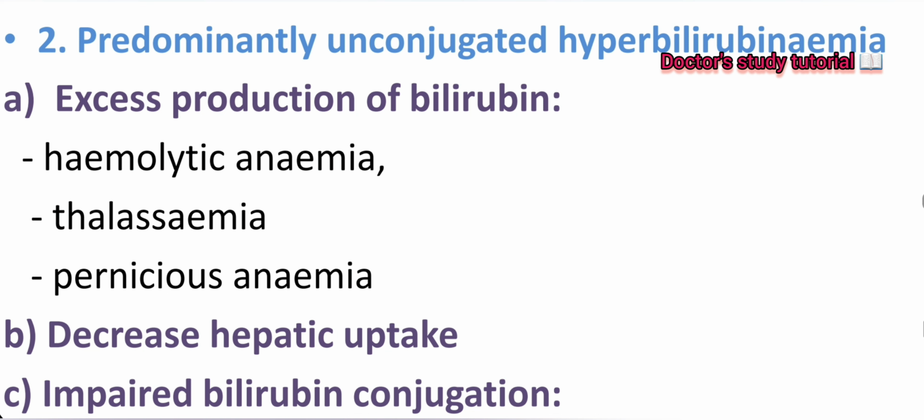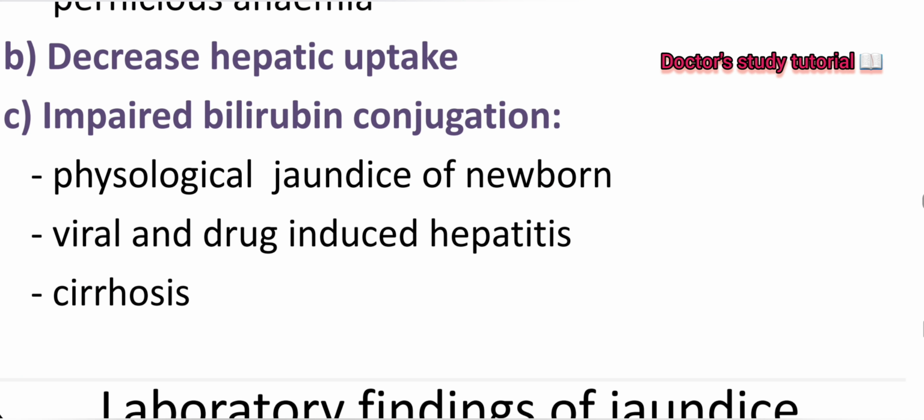Number 2, predominantly unconjugated hyperbilirubinemia: excessive production of the bilirubin, decreased hepatic uptake, impaired bilirubin conjugation. Excessive production of bilirubin is seen in hemolytic anemia, thalassemia, and pernicious anemia. And in the impaired bilirubin conjugation: physiological jaundice of the newborn, viral and drug-induced hepatitis and cirrhosis.